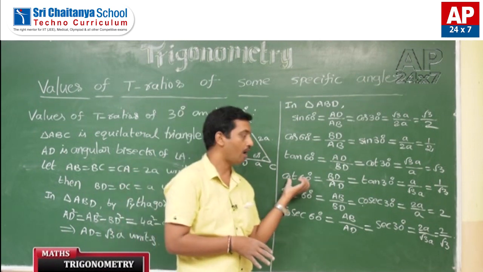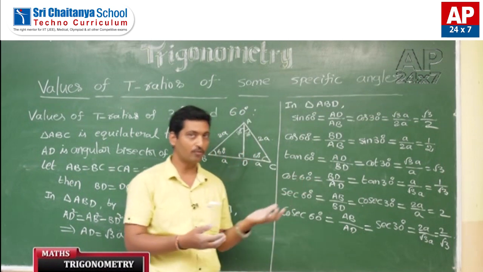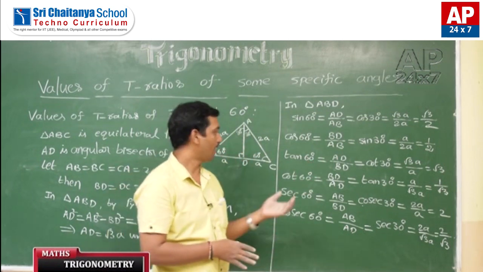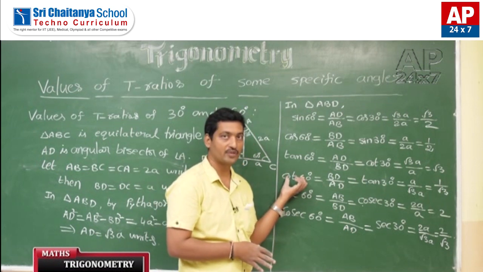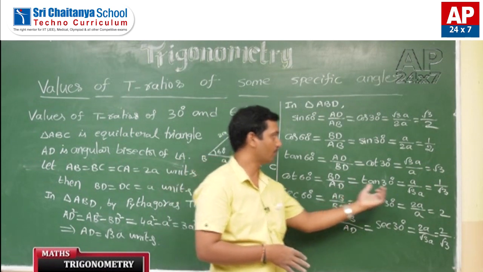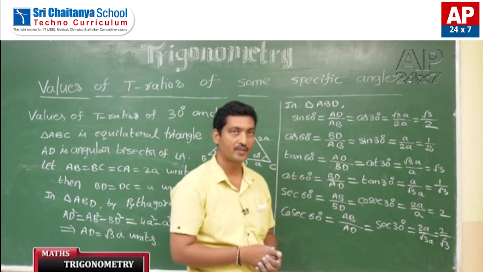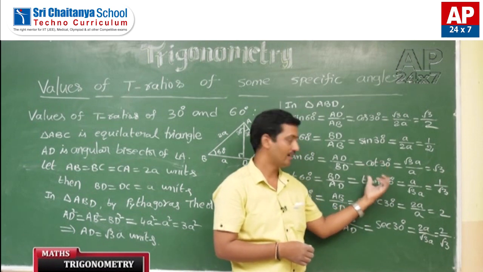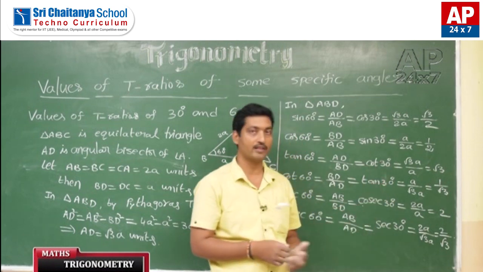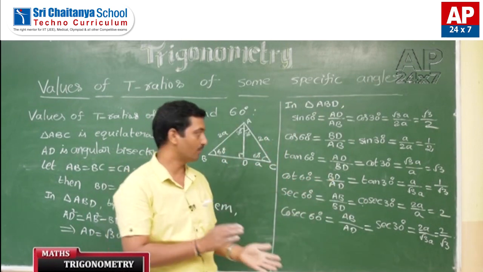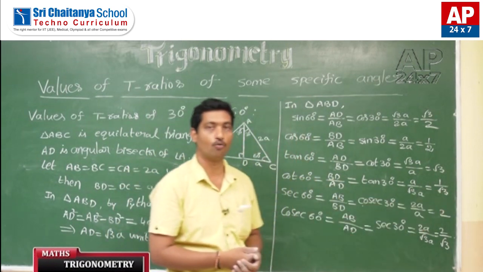Now come to the cot 60 degrees. Cot 60 degrees we can get from the tan 60 degrees, which is the reciprocal of cot 60 degrees. Therefore, cot 60 degrees is equal to 1 by tan 60 degrees, which is equal to 1 by root 3. Similarly, tan 30 degrees we can get from the cot 30 degrees. Tan 30 degrees is equal to 1 by cot 30 degrees. Therefore, cot 60 degrees and tan 30 degrees both are equal to 1 by root 3.